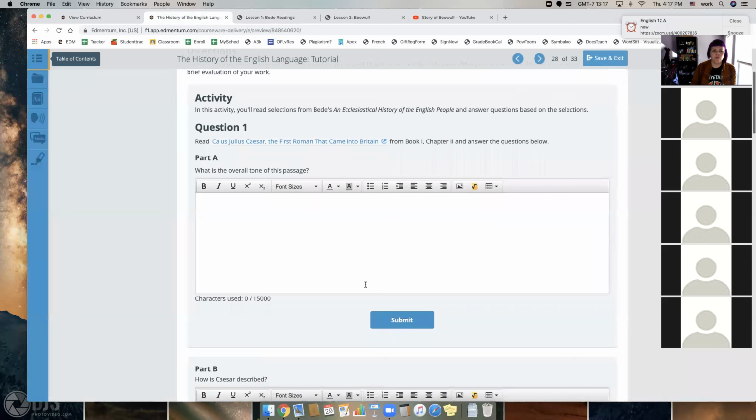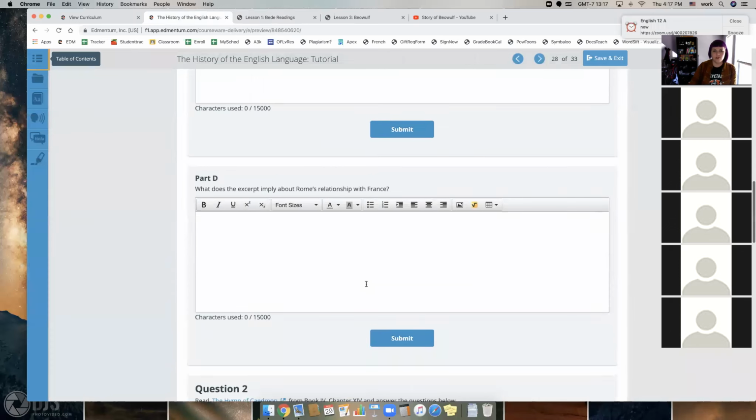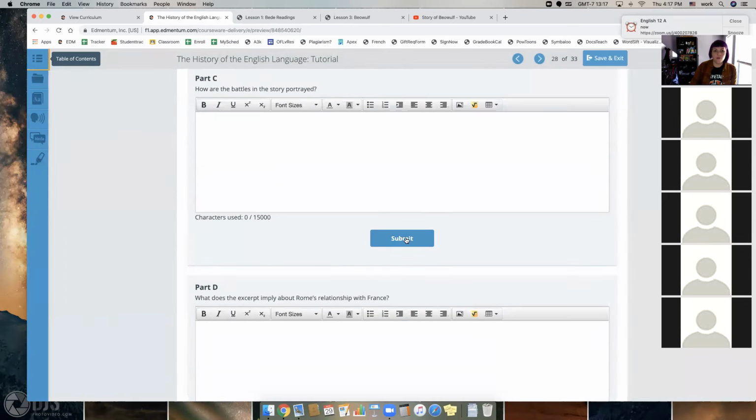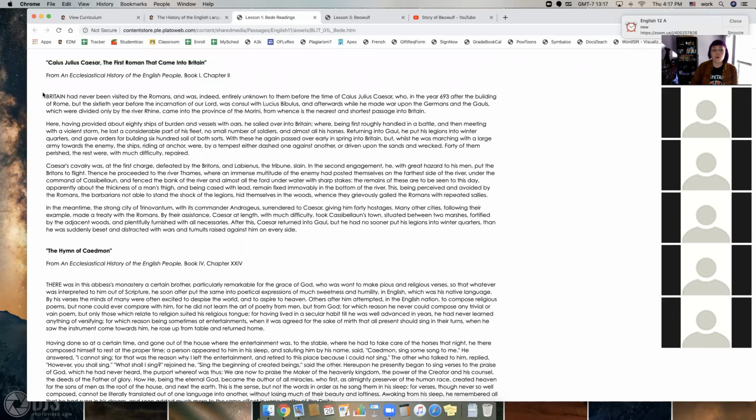Really, for this, we're looking at what the tone is, how Caesar is described, how the battles are portrayed, and then the relationship with Rome and France. So if we go to here, we're going to look at this first one for those first few questions. Caius Julius Caesar, the first Roman that came into Britain. First off, from the title alone, you know that if Julius Caesar is the first Roman to come to Britain, they have not previously had much of a relationship going on.